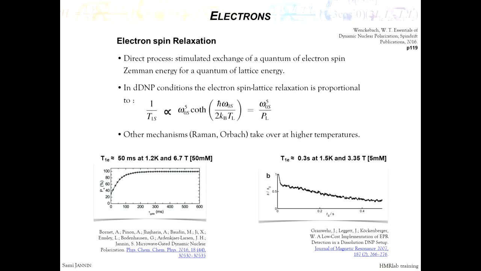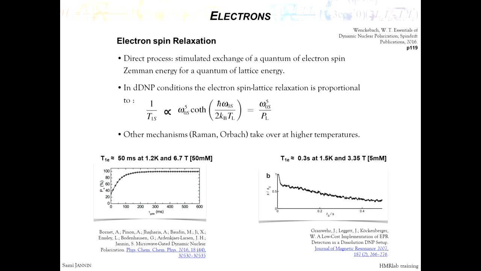Here you are talking only about TEMPOL or also other radicals? The only reference I'm talking about is TEMPOL, but there are also a few references about trityl. Maybe 1 or 2. And trityl also has a T1 on the order of a fraction of a second. I think it's closer to 1 second. It's a bit longer than TEMPOL.